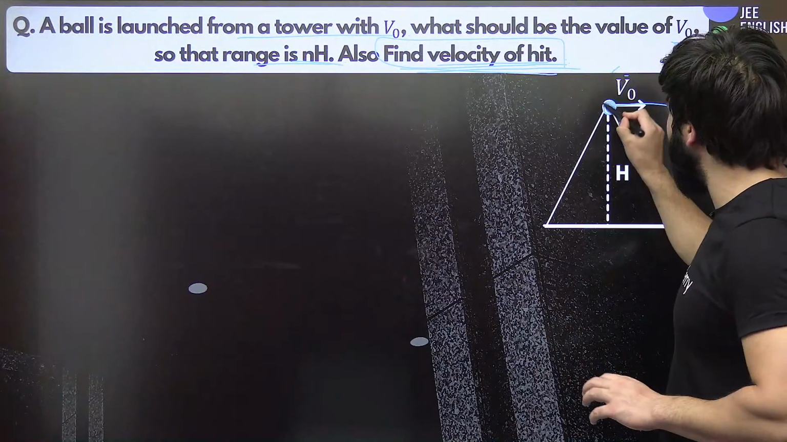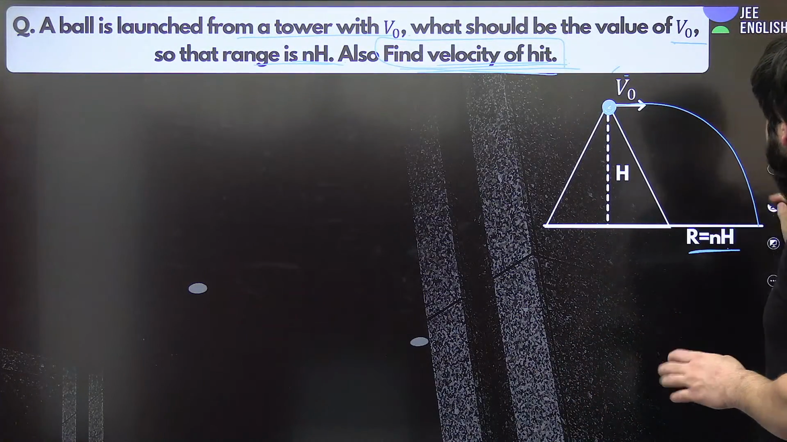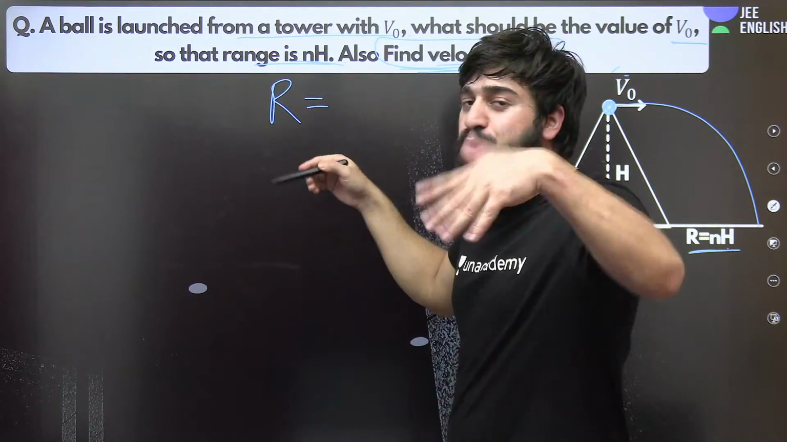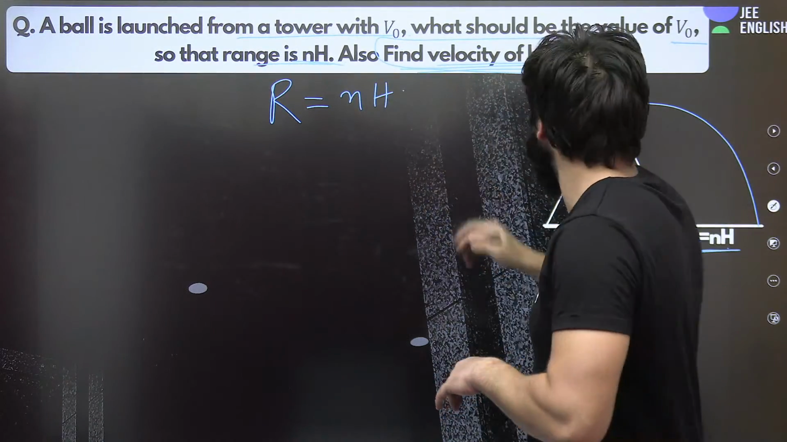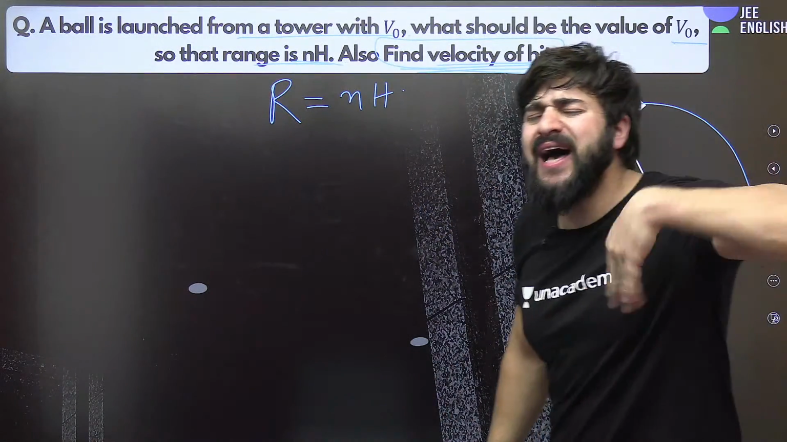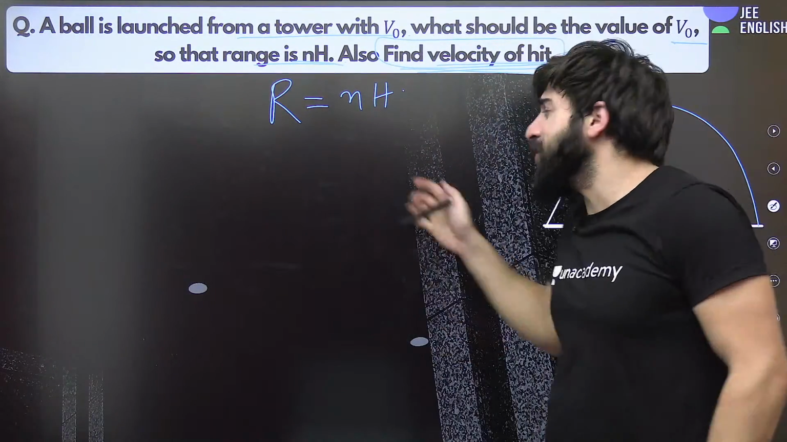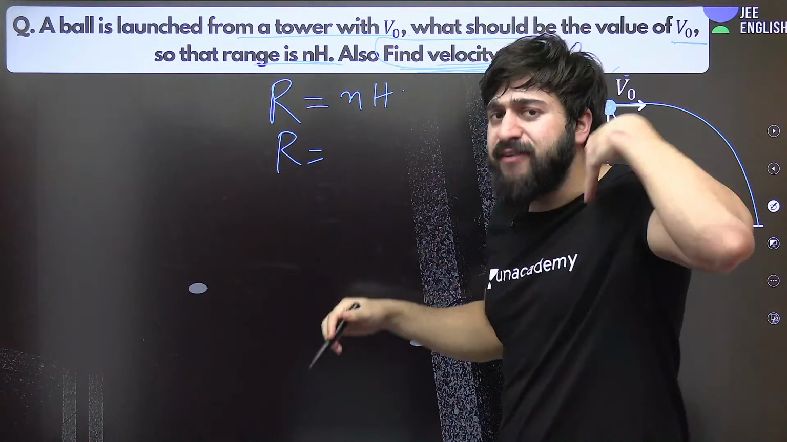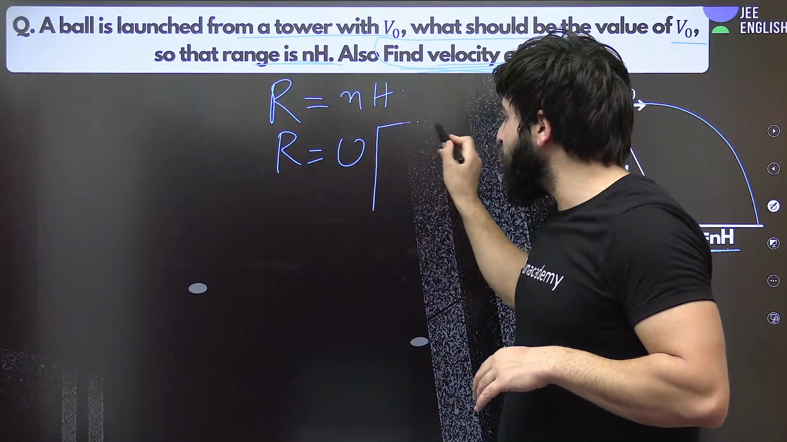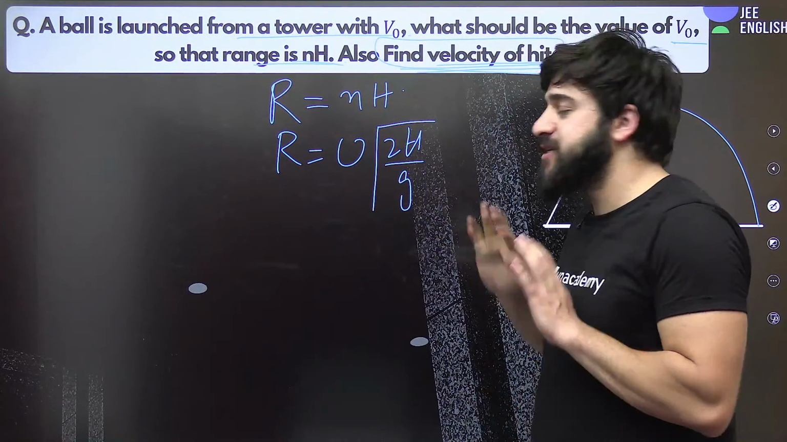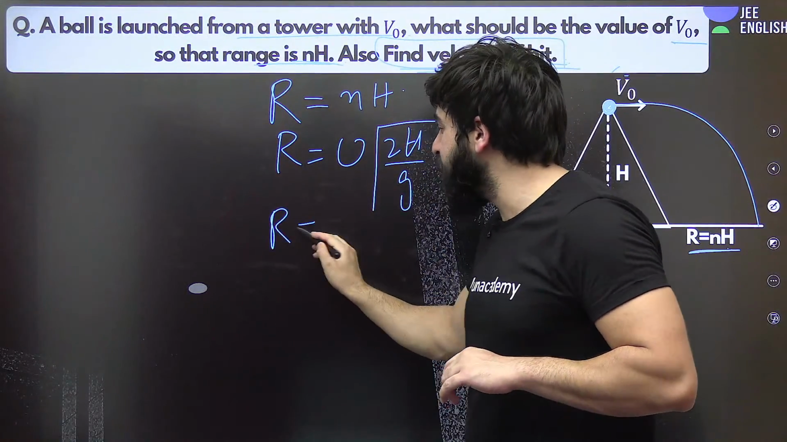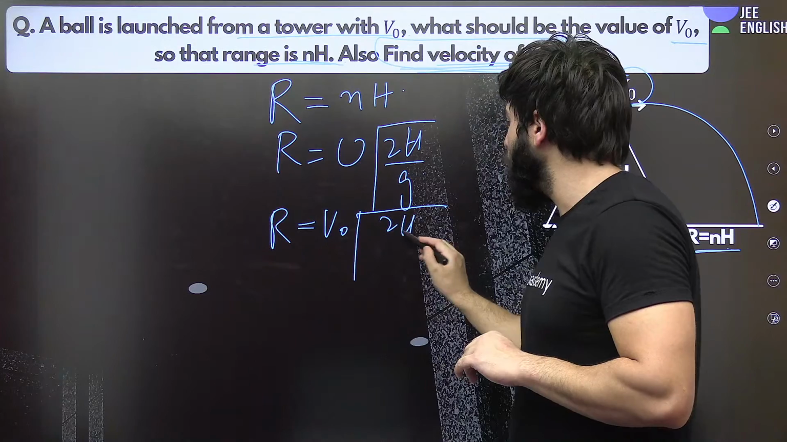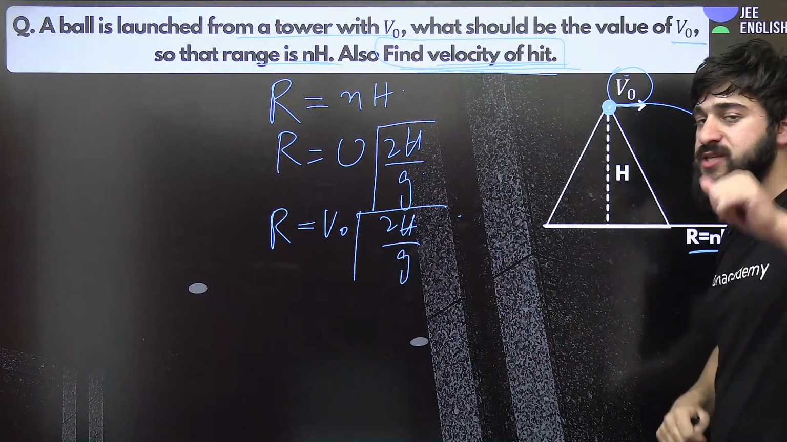If I say, for example, I'm launching this ball from this height and it will fall over here. The range according to the question is coming out to be n times this h, where h is the height of this building. Now, according to the formula, what will be the range in this case? We have studied that it is the velocity with which we are launching times the root of 2h by g. Understand? This is the range. So I can write the velocity I am launching with as v naught, so this will be v naught root of 2h by g exactly.